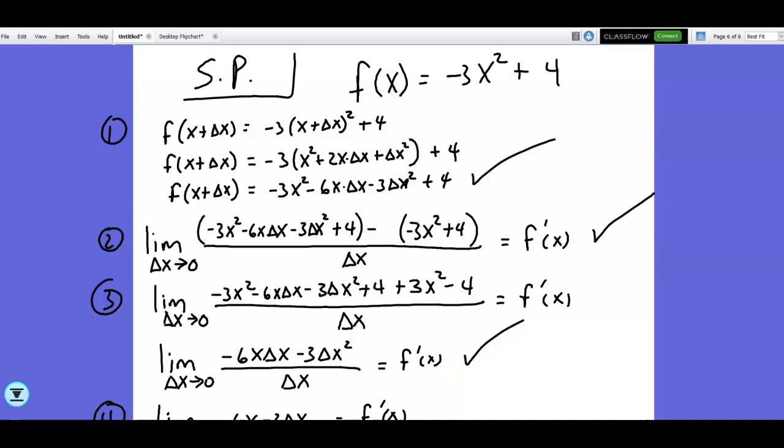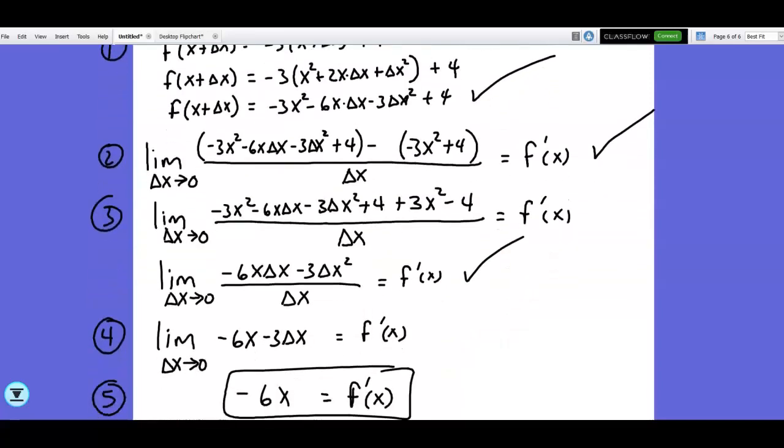Okay. Step 4. After removing the discontinuity, this is what I got. And then in step 5, after you plug 0 in for delta x, you end up with negative 6x.